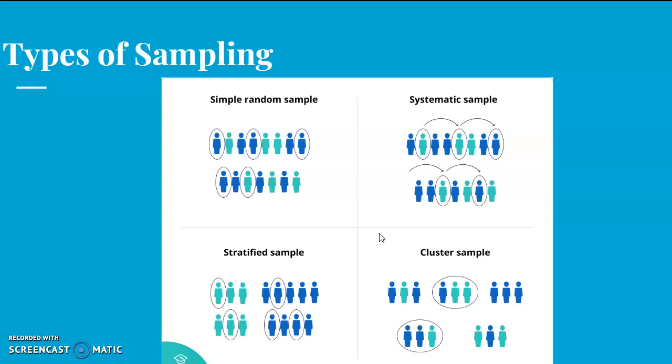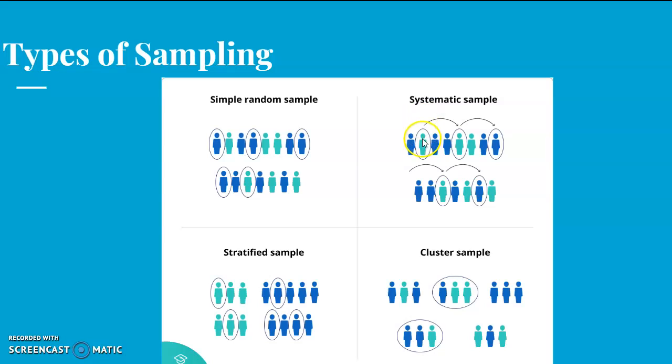The types of sampling. There are 4 types of probability sampling. The first one is simple random sampling, and we'll go over each of those in just a minute. The second one is systematic sample. The third one is stratified sample. And the fourth one is cluster sample. So look at these pictures here. Simple random is really random. It's not like there's a system to it. It's just everyone has an equal chance.